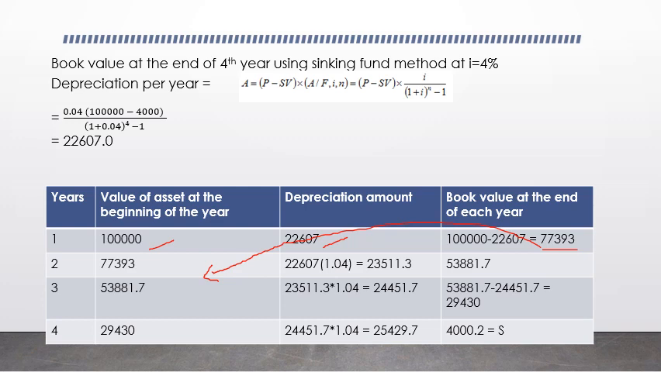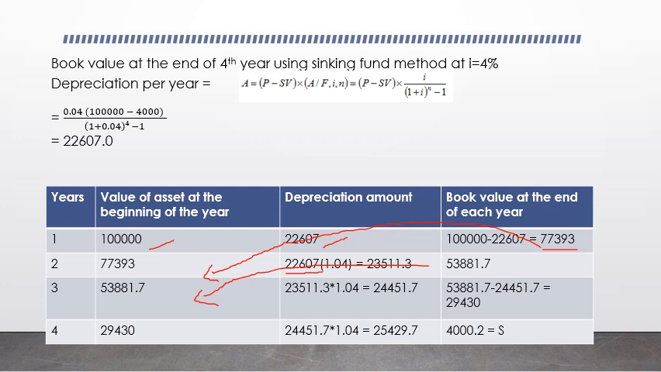1.04% above the actual rate, that is 1.04 multiplied by 22,607 rupees. So that will be 23,511 rupees. So that comes out to be 23,511, and the book value at the end of second year is the book value at the beginning of second year, that is 77393 minus 23511, that is 53881.7. That will be transferred over here.